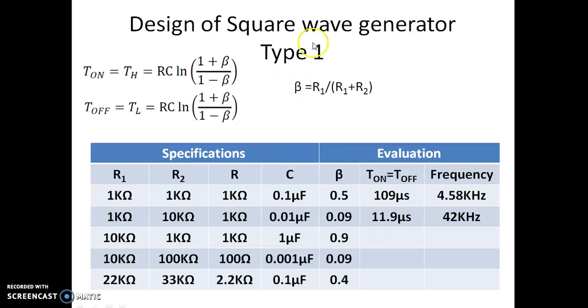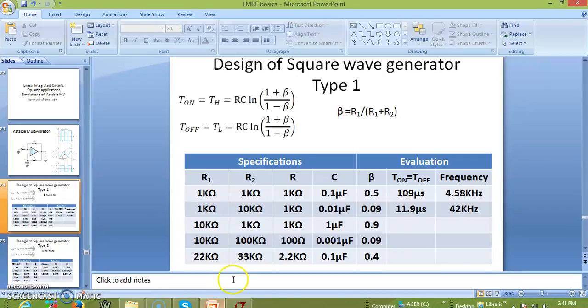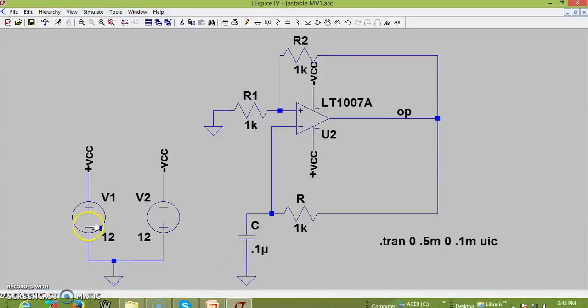So you can actually do the simulation of this particular example and try to verify what is the oscillating frequency and the on time and off time. So let me do that. So this is the simulation. We have actually rigged up the circuit. You can see one more thing. In this, the on time and off time is independent of the supply voltage. So in this case, we have taken the supply voltage as plus 12 and minus 12.